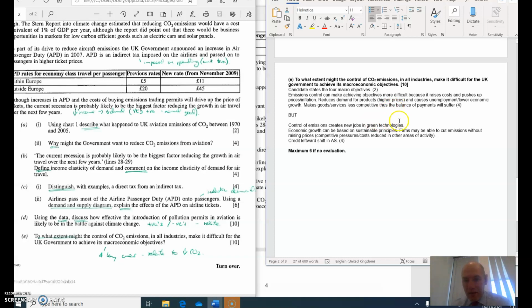On the other hand, trying to control emissions can create new jobs. It can be growth. Instead of just talking about growth, it can be sustainable growth. Firms may be able to cut emissions without raising prices, through innovations and so on, and an increase in aggregate supply. I'm not sure why that's saying a leftward shift. That would be a rightward shift, leading to innovations and an outward shift in aggregate supply. So all of these points can be done.